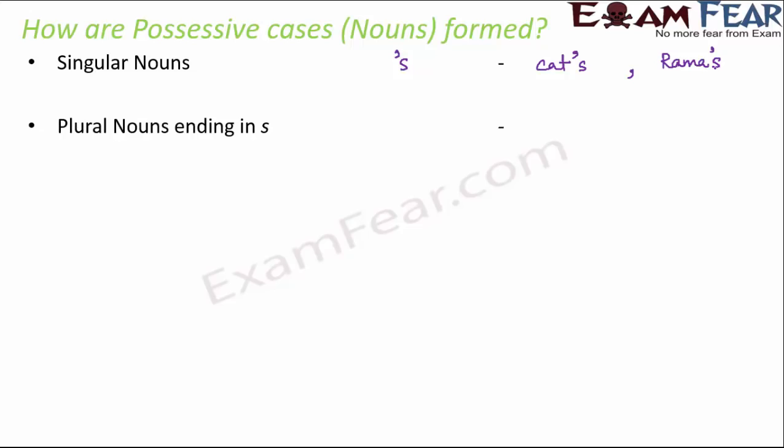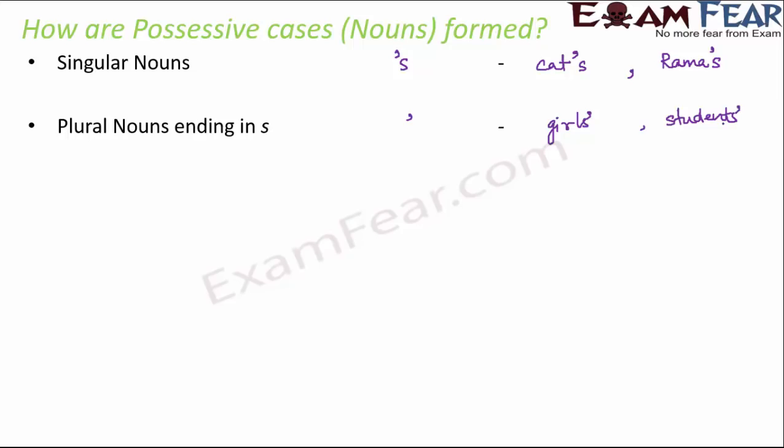In a similar way, if you have plural nouns ending in S, for example, girls or students, these are plural forms of nouns and they already have S at the end. So what do we do in this case? In this case, all that we need to do is we just put an apostrophe after the S. So if it is girls, you just put an apostrophe here. So the girls' gang, that means the gang belonged to all the girls.